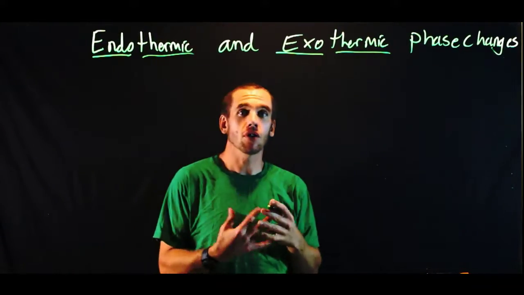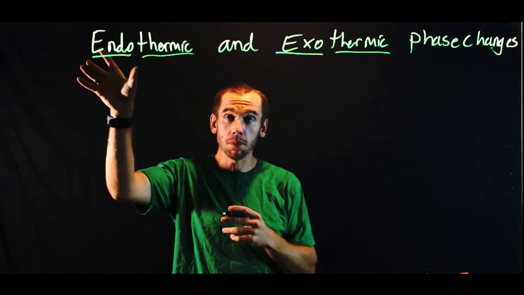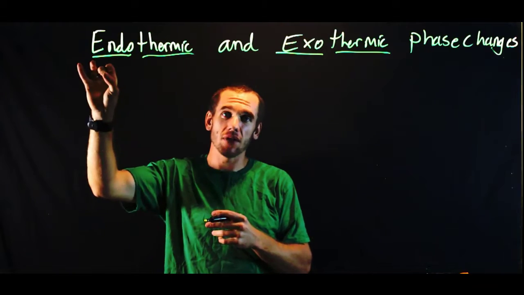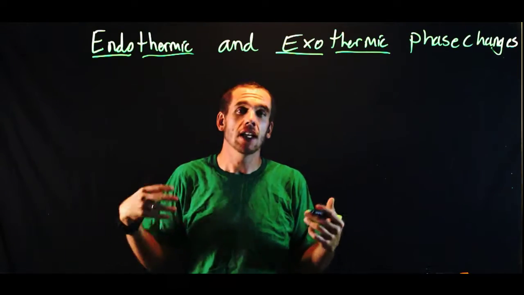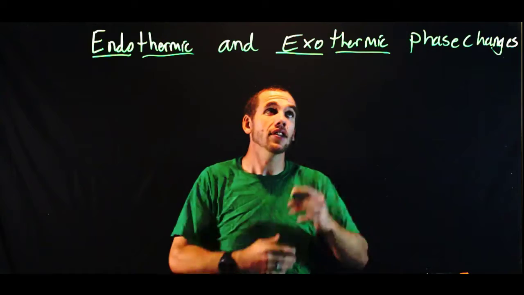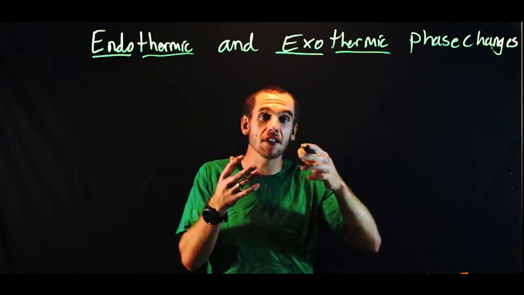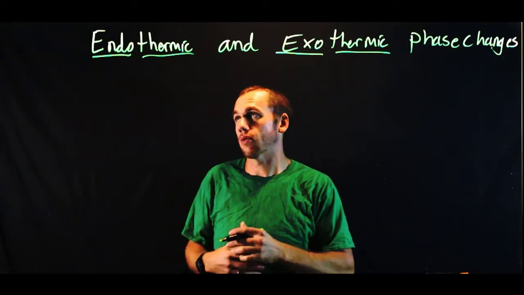So thermic refers to thermal energy. Endo means into, and so in an endothermic reaction, thermal energy comes into a substance. It has to come from somewhere. It comes from its surroundings. In an exothermic phase change, the exact opposite thing happens. Thermal energy leaves a substance and exits to its surroundings.